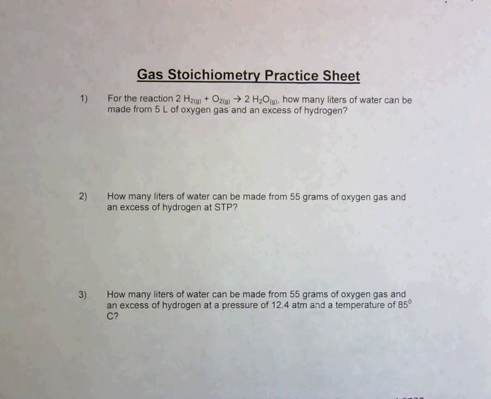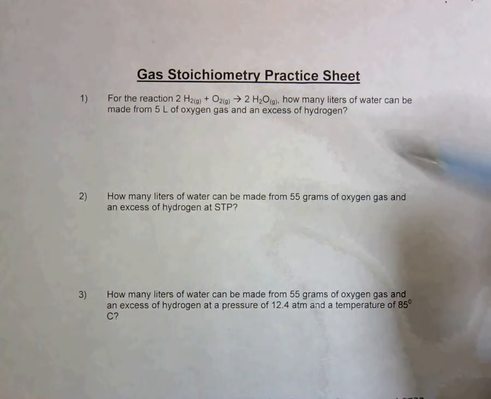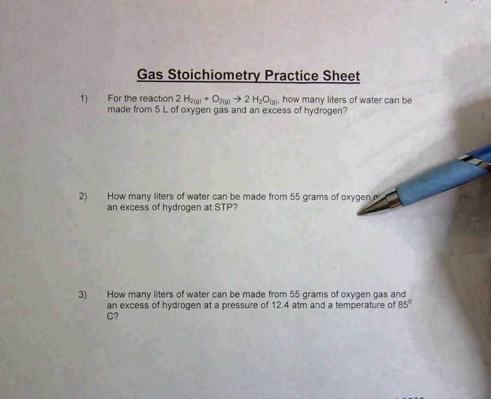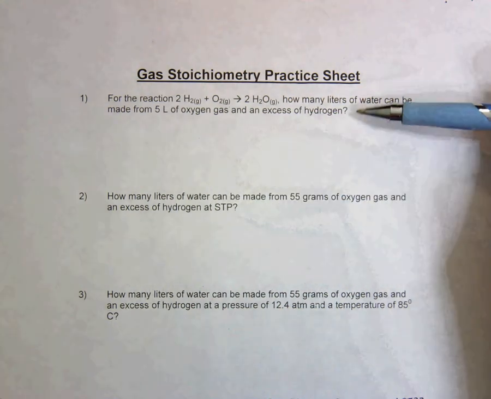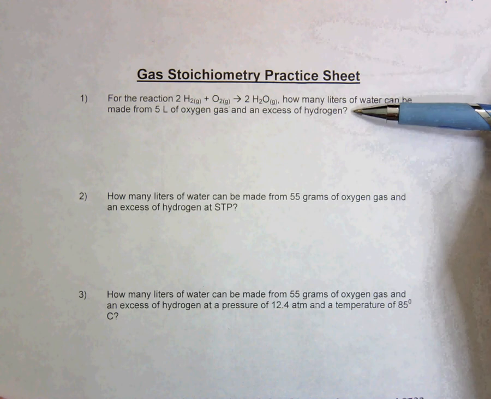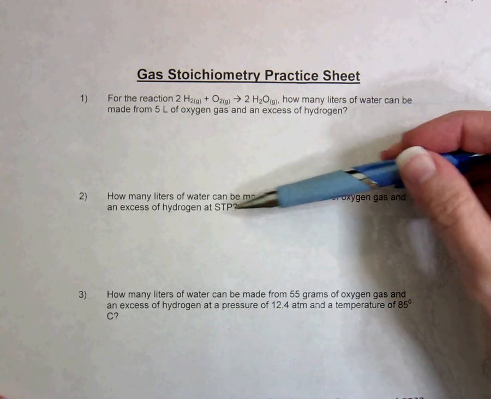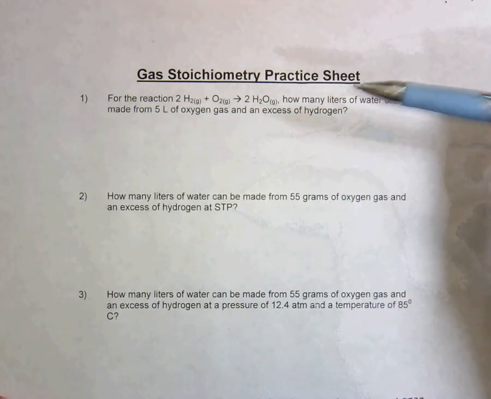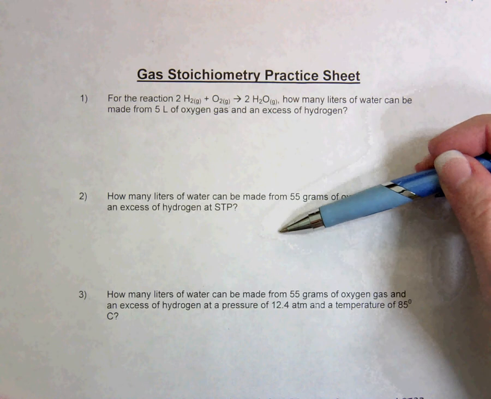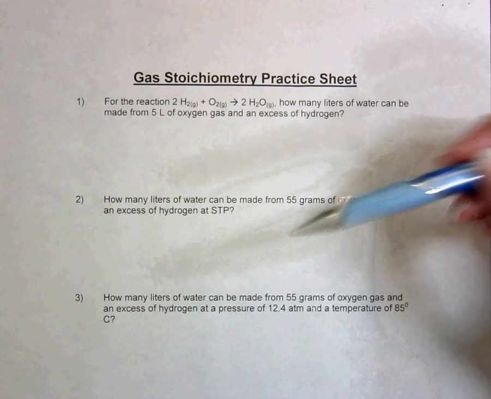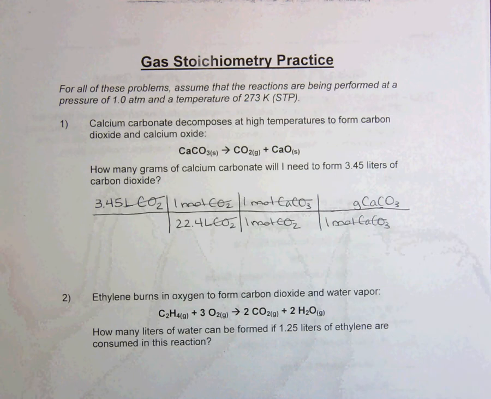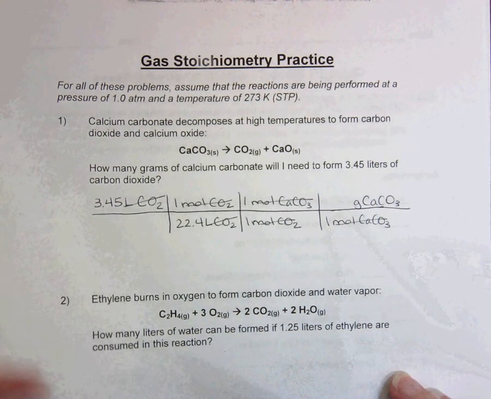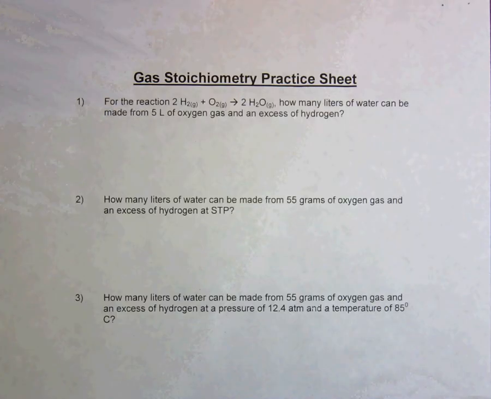Gas stoichiometry practice sheet. For these first two questions, it's assumed to be at standard temperature and pressure, even though this one doesn't say it. This one is at STP. This one's also telling you it's at STP. So these first two are going to be very much like the first worksheet that you did, where you did a full-out stoichiometry problem and solved for the amount of a substance that would be made.